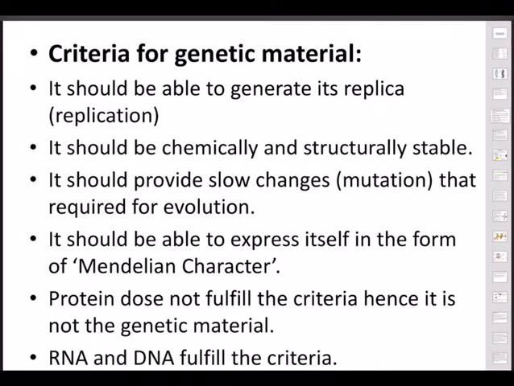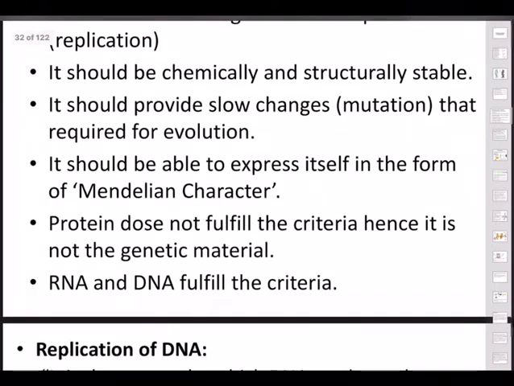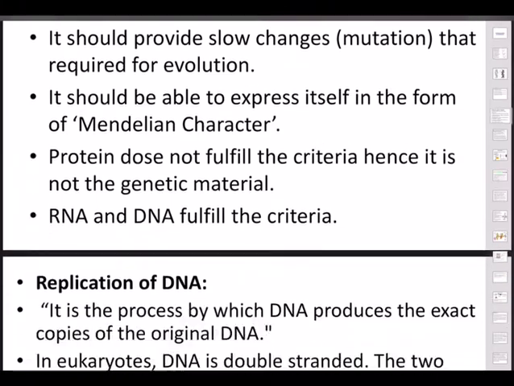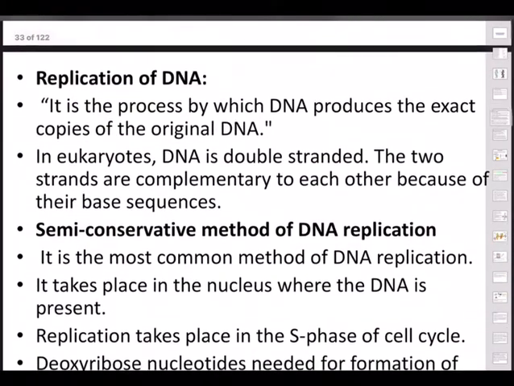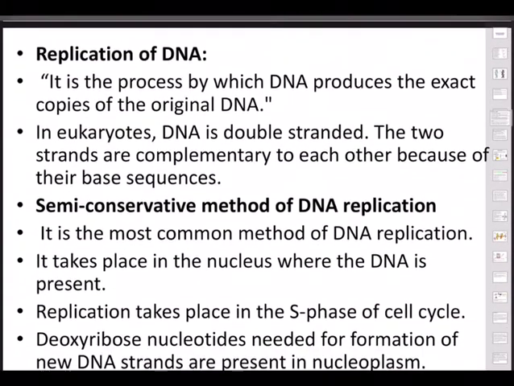First, it should be able to generate its replica. Replication should take place and the replica should be formed. It should be chemically and structurally stable. Many times you studied in chemistry, the ultimate aim of any chemical compound or molecule is stability, and it should provide slow changes. Mutation should not be there; that is required for evolution. It should be able to express itself in the form of Mendelian character. We said, you see, the law of separation, law of independent assortment.